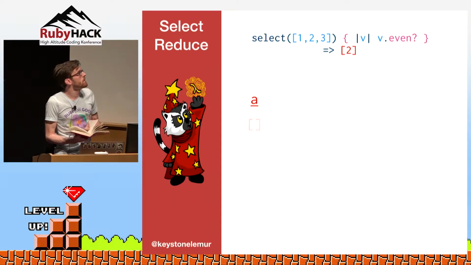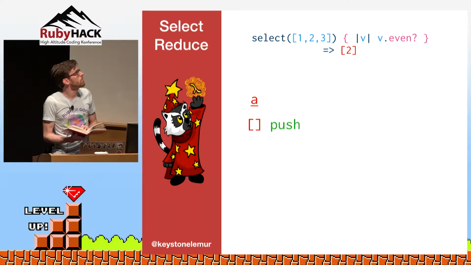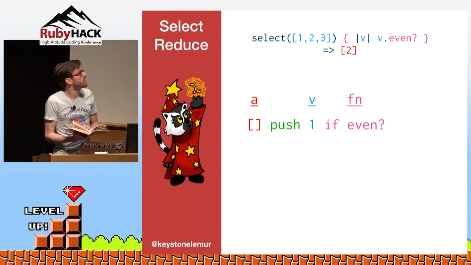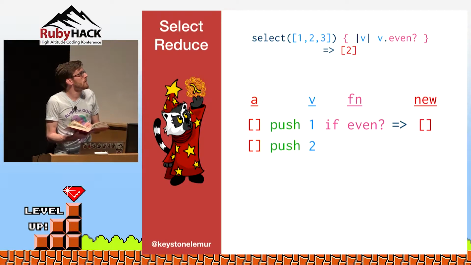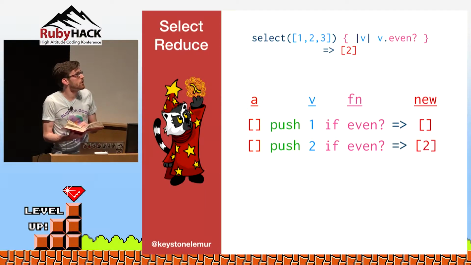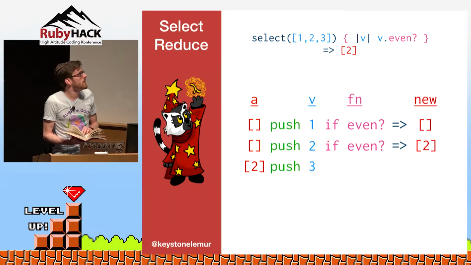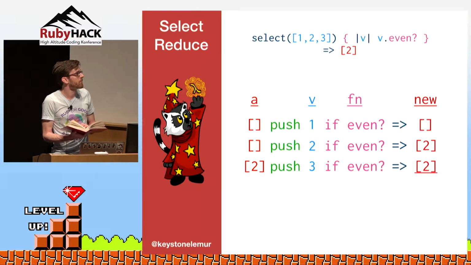We start with an empty accumulator, and we're going to push onto that the value 1, but only if that happens to be even. Since it's not, it means we get back an empty list, which means our next iteration round, we have an empty list, and we're pushing onto that the value 2 if that happens to be even. And since it is, we now have a list containing 2, which means our final loop of reduce, we have a list of 2 as our accumulator, and we push onto that the value 3, but only if that's even. Since it's not, that means that we just get back our list of 2.